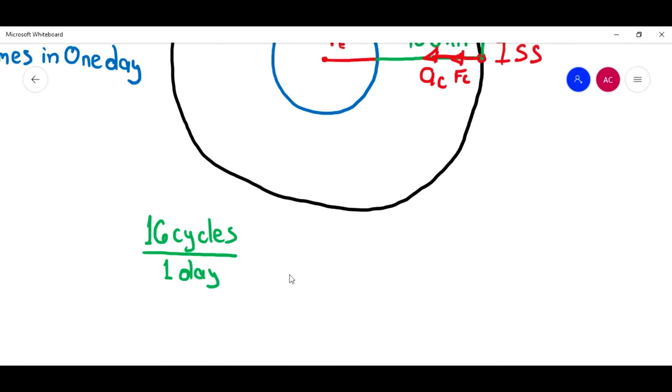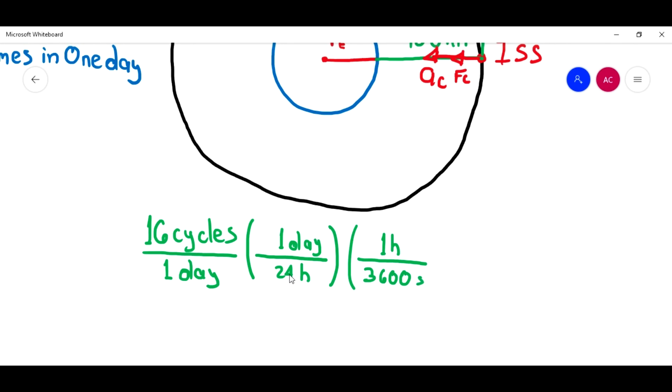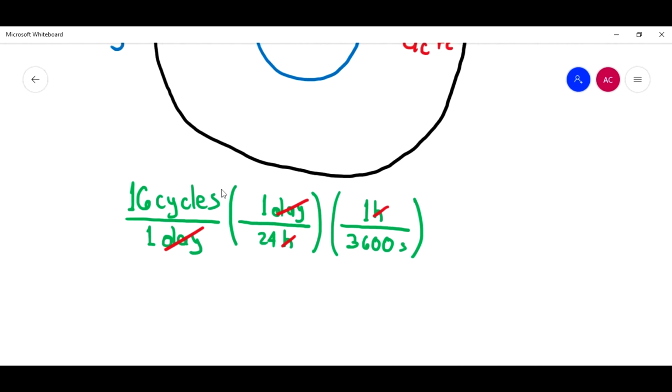So I'm going to transform days into seconds. I would say that one day has 24 hours, and 1 hour has 3,600 seconds. I'm using the conversion factor. It is pretty easy because I can cancel days with days and hours with hours. So the answer that I'm going to have is cycles per second.